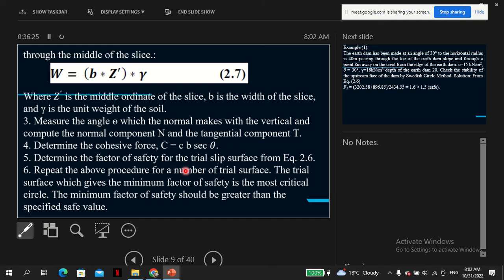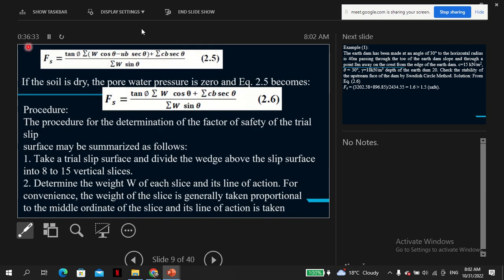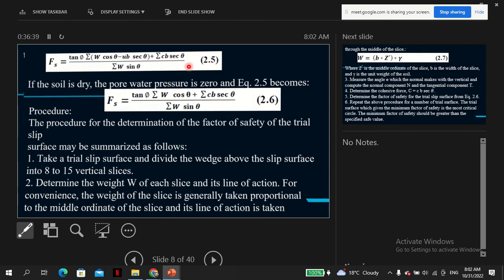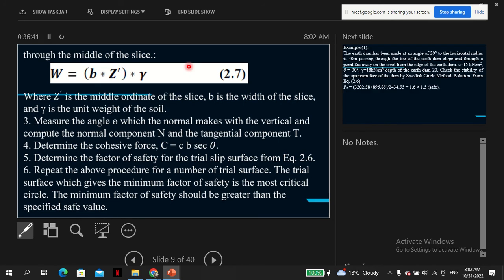Determine the factor of safety for the slip. From the equation, we already said summation of this one, whether there is pore water or not, any of those equations. And then, this is the correct method for your practice as an engineer. So repeat the procedure for a number of slip surfaces. The slip surface which gives the minimum factor of safety is the most critical circle. The minimum factor of safety should be greater than the specified value, which is between 1.3 and 1.5.